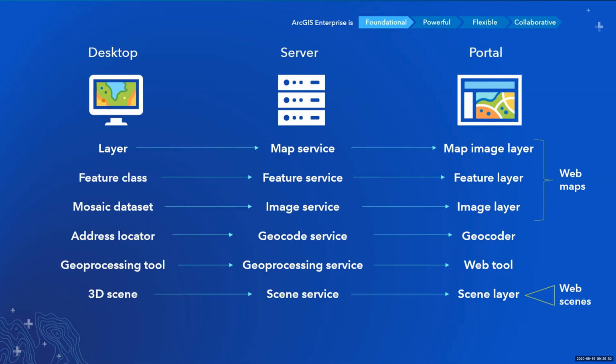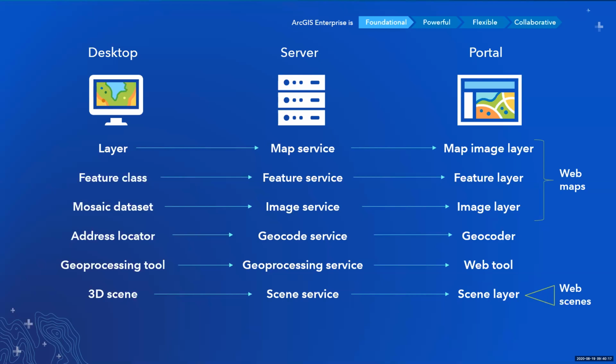Another example that I like a lot on this slide is the geoprocessing tool. So on the desktop side, you have your geoprocessing tools in your toolbox, and you're pulling those and applying them to maybe your feature class. When you can create a geoprocessing service, or there are existing geoprocessing services in ArcGIS Server.